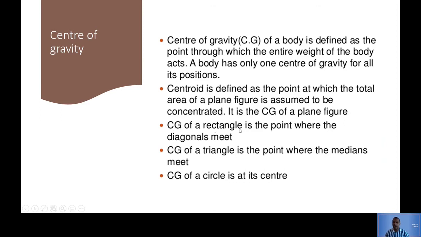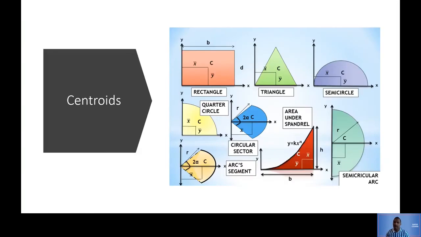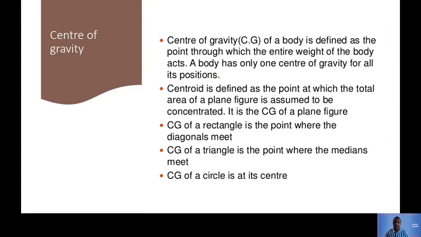Now, the center of gravity of a rectangle is the point where the diagonals meet, because the diagonals are in the middle. When we're talking about diagonals, we're talking about lines like that. I'll demonstrate it later in the next slide. The center of gravity of a triangle is the point where the medians meet. Remember that. The center of gravity of a circle is at its center. Wow, a circle has one center.